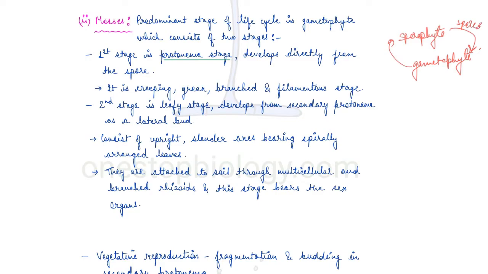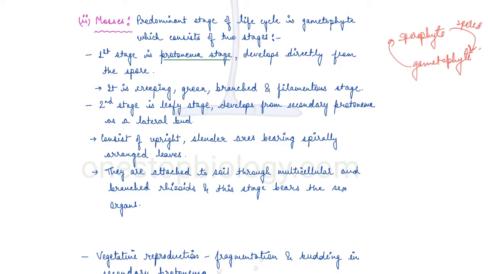Okay, now the second stage consists of upright, slender axis bearing spirally arranged leaves, and it is attached to the soil through multicellular and branched rhizoids, and this stage bears the sex organs. So this stage basically bears the sex organs.